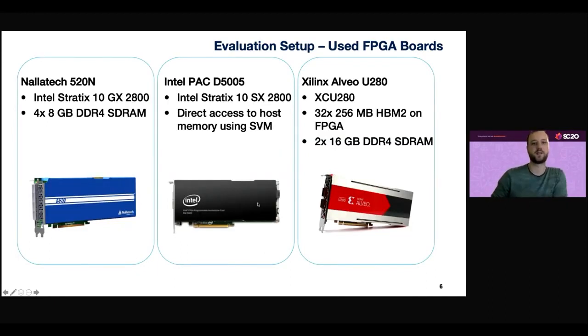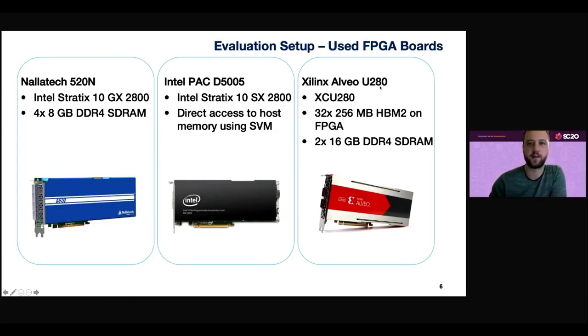So for our evaluation setup, we used 3 different FPGA boards that are listed here. I listed the used FPGAs on the boards and the global memory, because this will actually be the most important part when executing the benchmarks currently. The first boards, the 520N and the PEC board, have a quite similar Stratix 10 FPGA equipped, but we use different global memory here. The 520N has 4 banks of DDR memory, whereas for the PEC board, we used a reference board support package that allowed us to directly access the host memory from the FPGA board.